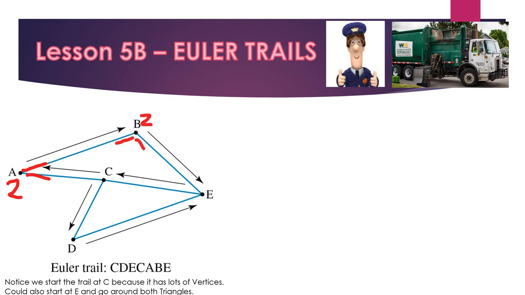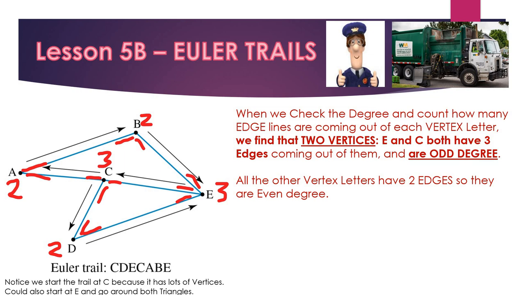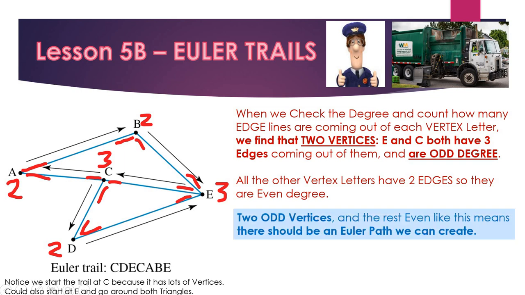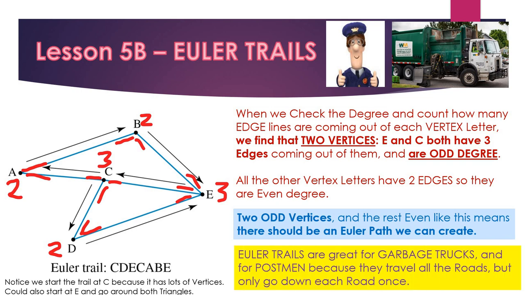So if we check out this Euler trail, A's got degree 2, B's got degree 2, D's got degree 2, C in the middle there has degree 3, and E also has degree 3. So what do you know? We have got exactly 2 vertices with odd numbers. We've got C and E, and that's why it was possible to do an Euler trail on that network, okay? And that was what was drawn out. So 2 odd vertices, and the rest even, is perfect. We can draw an Euler trail, and that's perfect for Postman Pat and for garbage men.